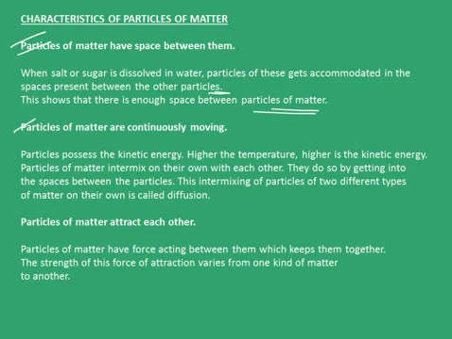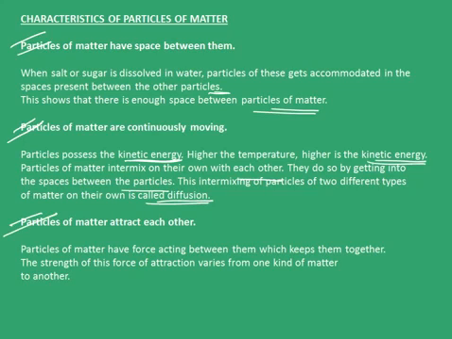Particles of matter are continuously moving. Particles possess kinetic energy, which is the energy associated with the movement of an object. The higher the temperature, the higher the kinetic energy, as the speed of the object is higher at higher temperature. Particles of matter intermix on their own with each other. They do so by getting into the spaces between the particles. This intermixing of particles of two different types of matter on their own is called diffusion.